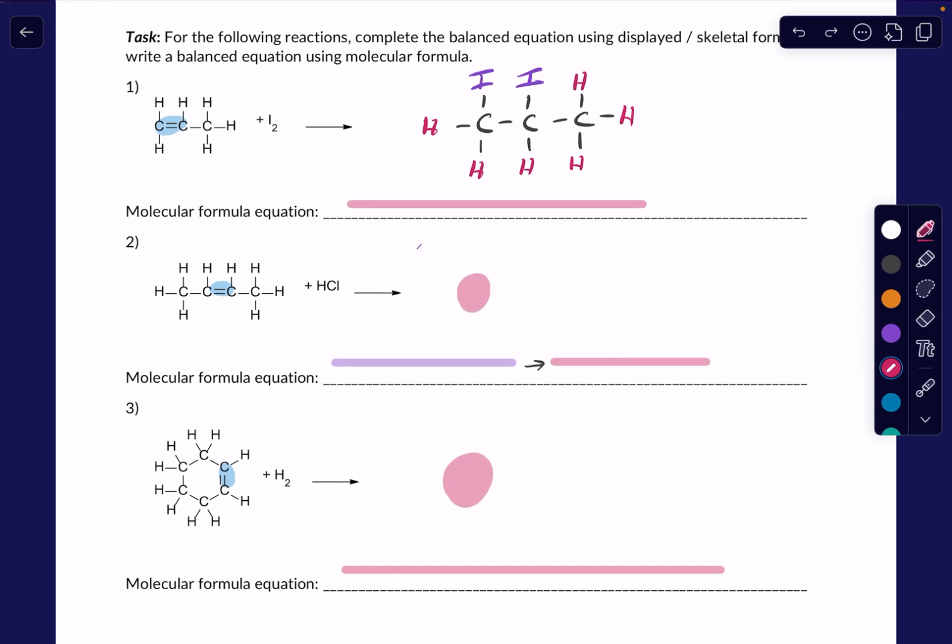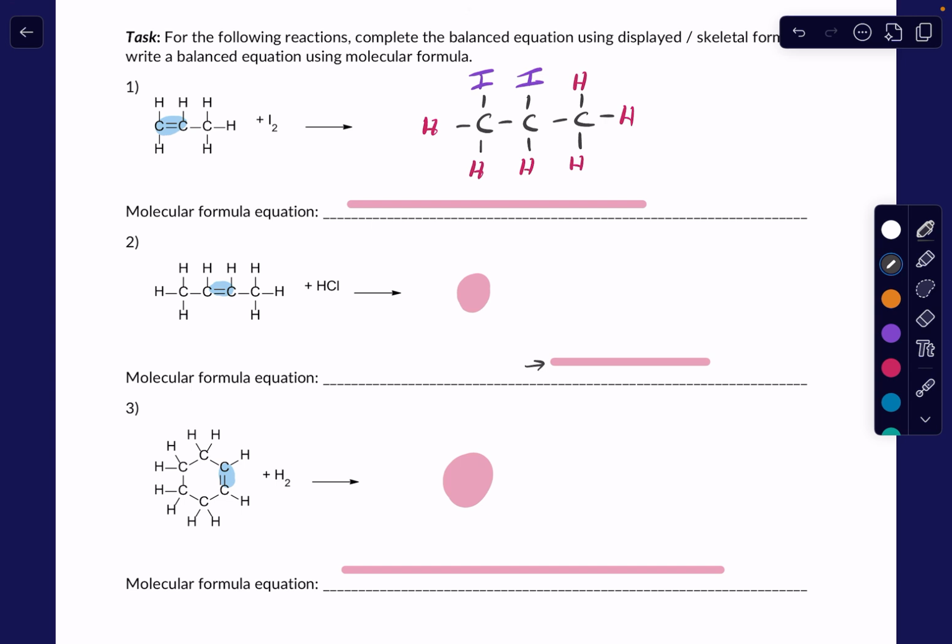So question number 2. I've got an alkene again. I've got a double bond. It's butene, so I've got 4 carbons. 1, 2, 3, 4. It's butene because it's on the second carbon. And what I'm going to do is I'm going to let you guys add the HCl to this double bond over here. When I'm talking about the molecular formula, what I would like you to do is to write the carbons, the hydrogens, and so on and so forth.